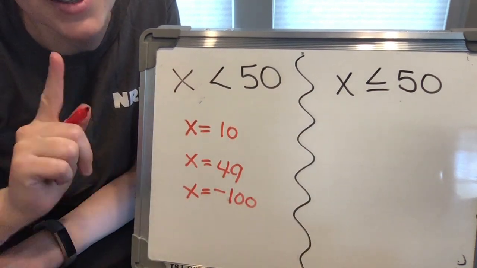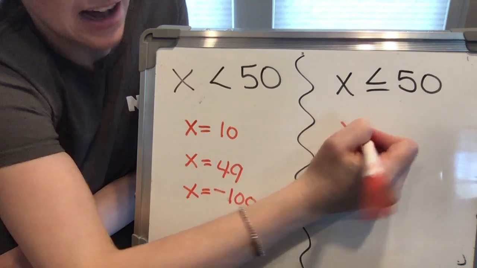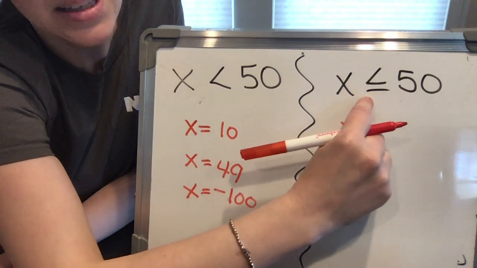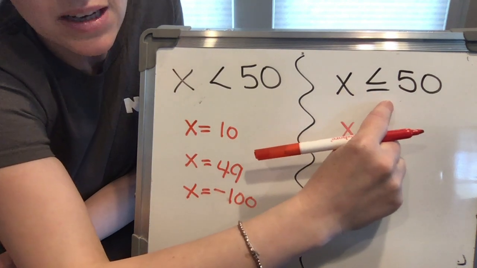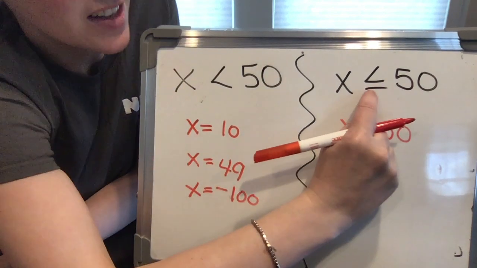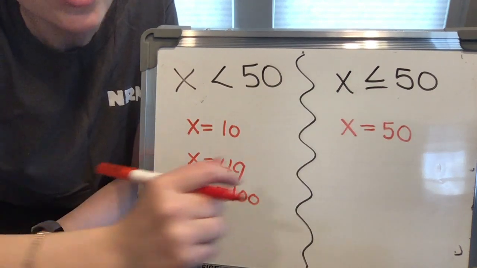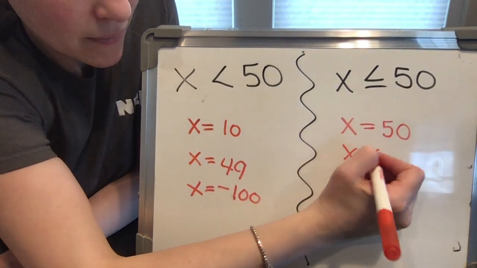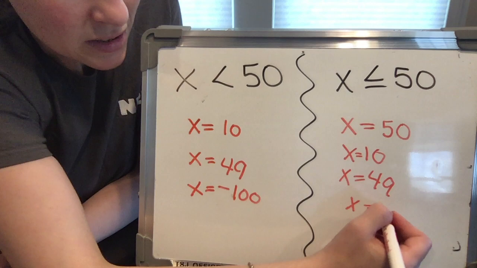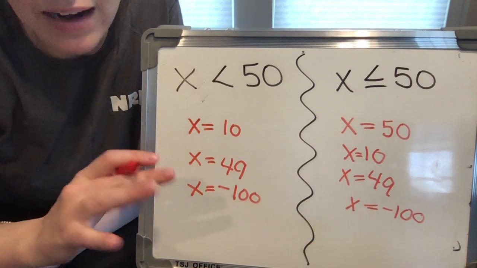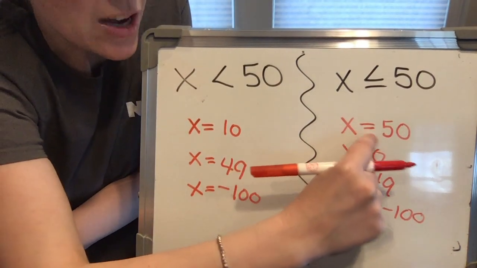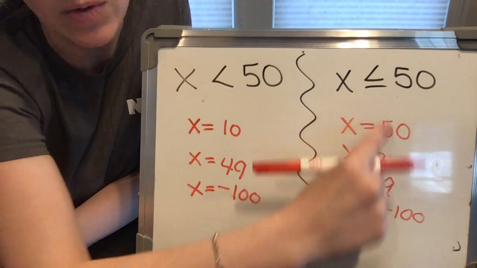There's one more solution that we can add to this column in addition to everything that worked for less than 50. And that's what this little symbol means. Less than or equal to 50. So over here, we can have x equals 50 because of this little line in my inequality. So we can still have lower numbers like 10. We can have x equals 49. We can have x equals negative 100. We could keep going on and on and on about all these things that are less than 50, but on this side of my whiteboard, we can also have x equal 50 because this says x can also equal 50 exactly.